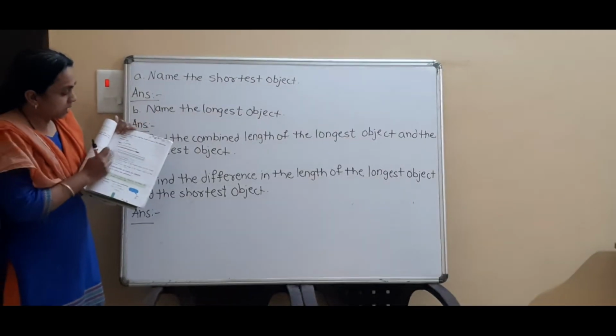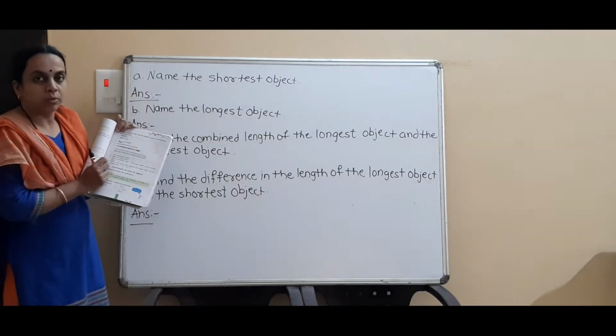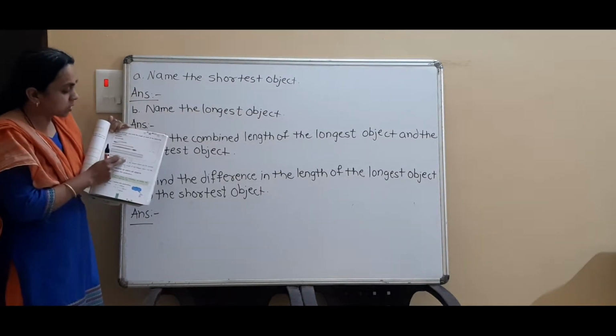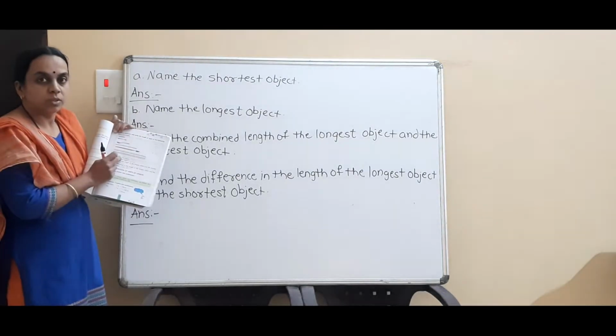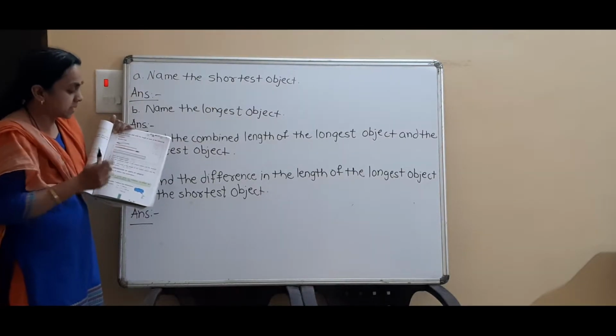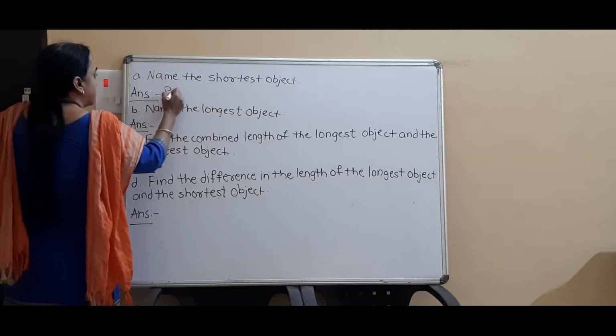Now see, below this box 4 questions are given. So we have to answer these questions. What is the first question? Name the shortest object. So in these objects, what is the name of the shortest object? The very small object in these objects is the pencil. So you write down here the answer, pencil.